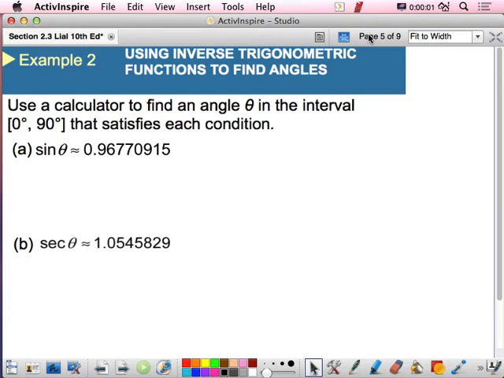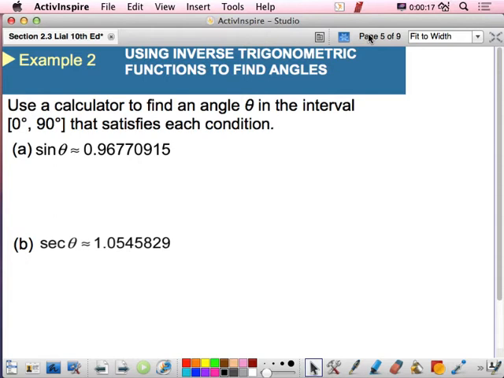Work backwards. I'm going to give you a trig function value, and it's not going to be one that's on your unit circle. If it's one on your unit circle, you should be able to do that without a calculator. But I'm going to give you one that's not on your unit circle, and you're going to have to find the angle that is missing from it.